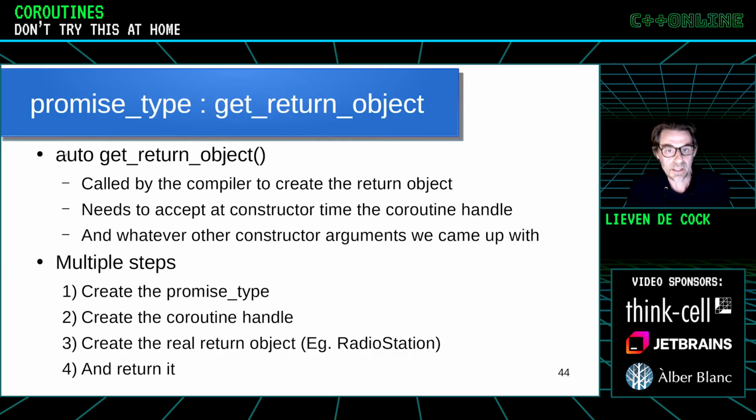Okay, final piece of the puzzle. Get return object is going to be called by the compiler to create our radio station. We know at constructor time it needs to pass a coroutine handle and potentially other constructor arguments. In our example, there are none. So we need to create a promise type. Then we need to create a coroutine handle in which the promise type is then going to sit. Then we create the real return object, our radio station, which gets at constructor time that created handle. And then this can be returned.